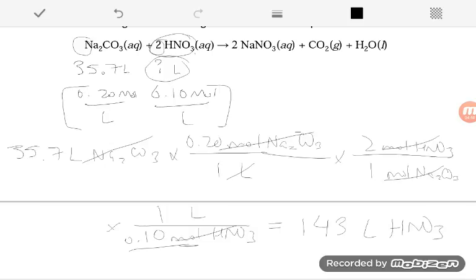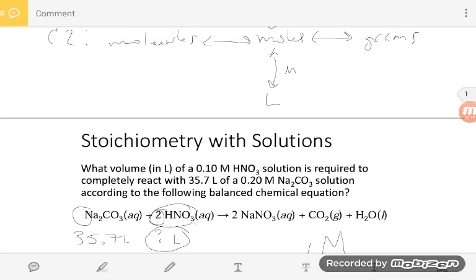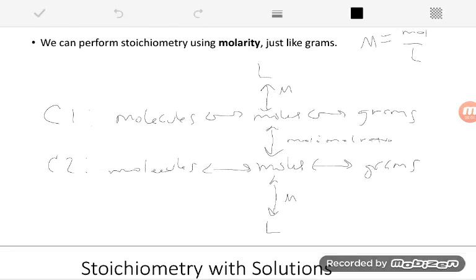That's it. No different from stoichiometry that we've been doing before, except instead of molar masses here, we were using molarity to do the conversion. But overall, very, very similar. You just draw a map, figure out, start here, end here, how many steps do I take, and what conversion factors do I use to get there.